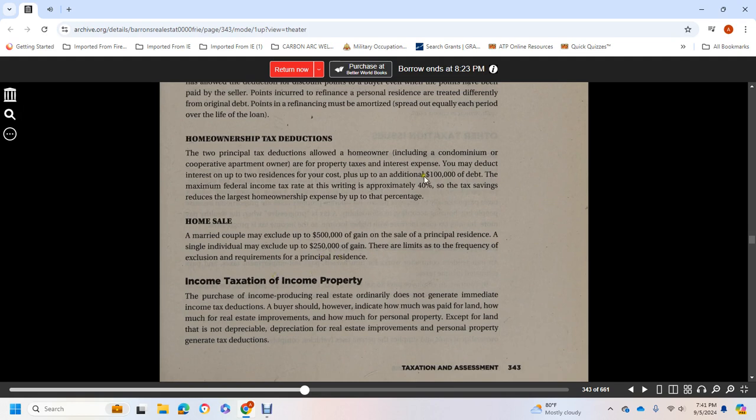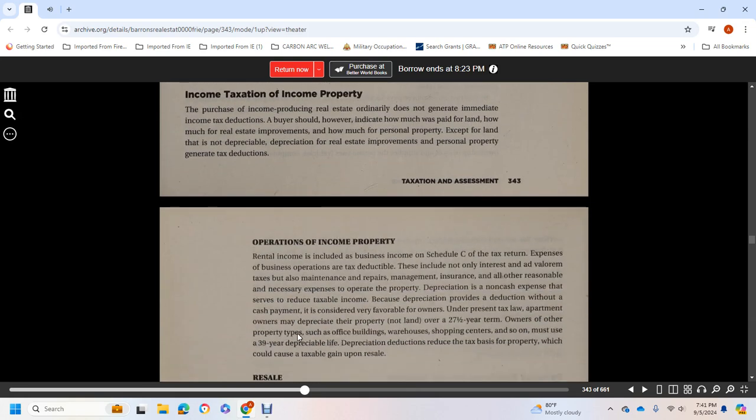Income tax of income property. Purchase of income-producing real estate ordinarily does not generate immediate income tax deductions. Buyers should, however, indicate how much was paid for the land and how much for real estate improvements and personal property. Land is not depreciable. Depreciable real estate improvements and personal property generate tax deductions.